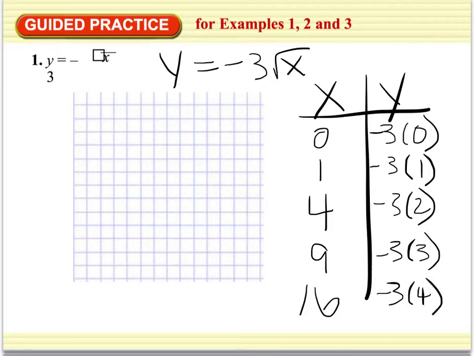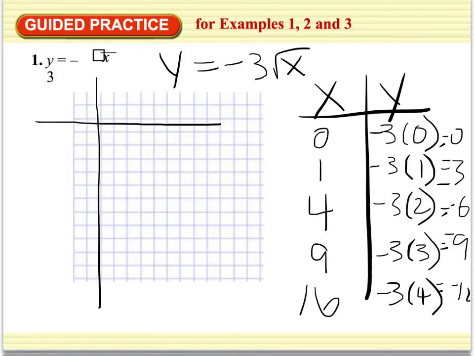16 is 4. So we get 0, -3, -6, -9, and -12. So now these are negatives, so let's scooch it up this way. So we have 0, 0, and then we have 1, -3, and then we have 4, -6, and then 9, -9, and then 16, -12 goes off the graph, so it looks something like this. So for all these square root functions, you need, for me, at least 3 points.